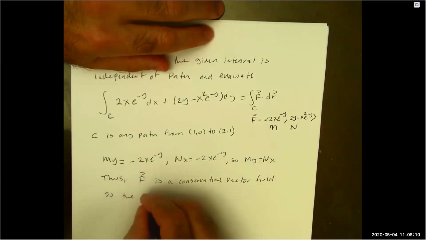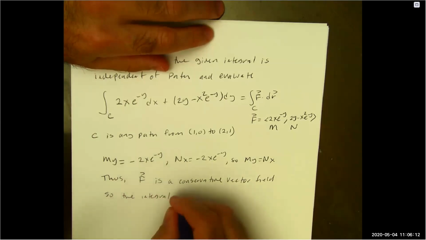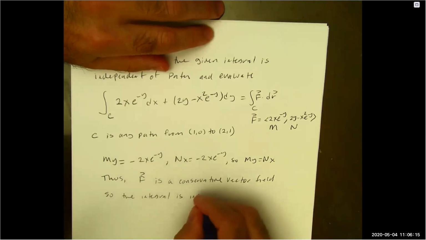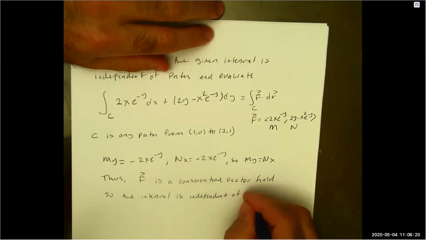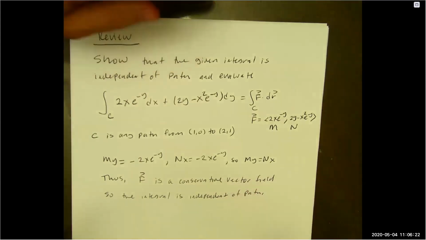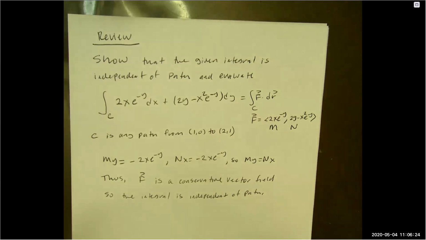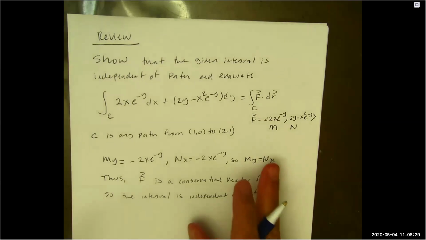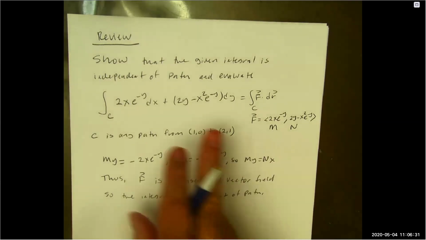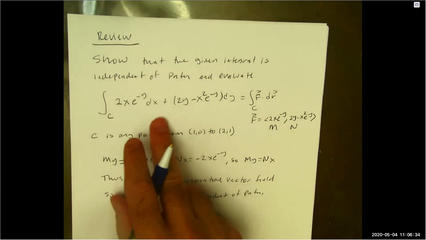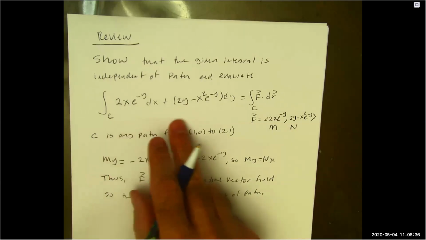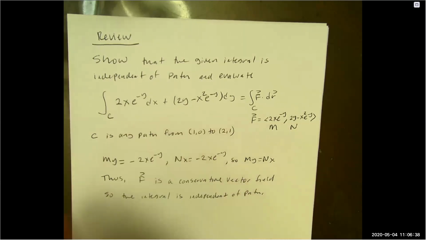So the integral is independent of path. All right, so the next thing we do, once we know it's a conservative vector field, is we want to find a potential function. So we want to find a potential function, and so then that makes it easy to evaluate the line integral using the fundamental theorem for line integrals.